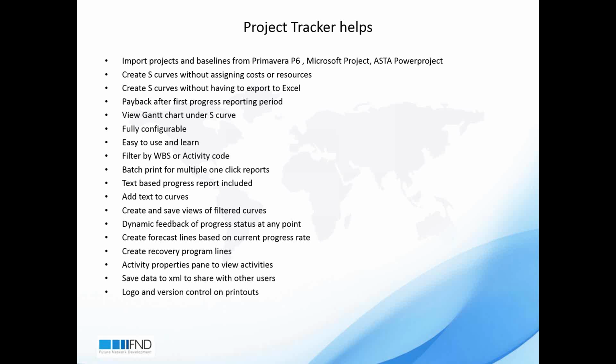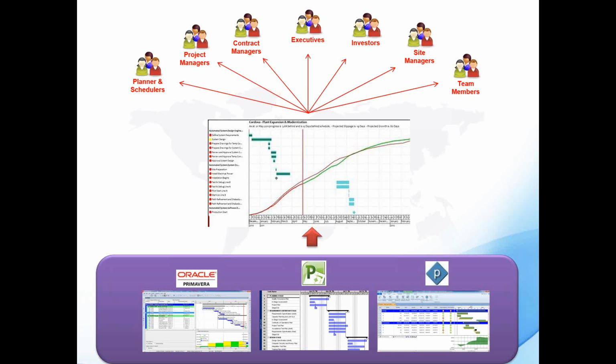It will save your time. It doesn't have to be any cost-loaded, resource-loaded schedule. You can easily get the S-curve from the Primavera format and from the Microsoft format. Another big advantage of Project Tracker is that in a project you have one planner, but there are 10 people who are part of the schedule.